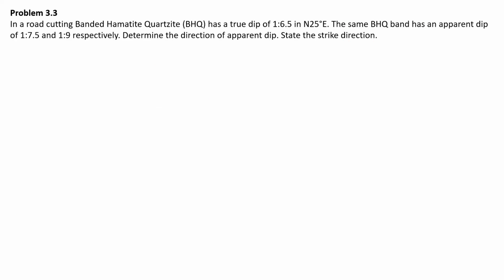Okay, let's see problem number 3.3. Here there are a few twists which they have done. In a road cutting, a banded hematite quartzite, BHQ, one of the iron bearing rocks, has a true dip of 1:6.5 in north 25 degrees east. The same BHQ has an apparent dip of 1:7.5 and 1:9.